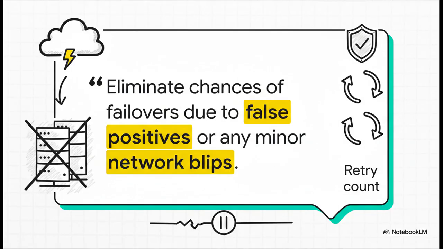Now, you might be asking, well, why have a retry count at all? Why not just fail over on the very first error? This quote from the source material explains it perfectly. By setting that retry count to something like 3, you prevent a failover from happening just because of some tiny temporary network blip. It adds a really crucial layer of stability to the whole system.